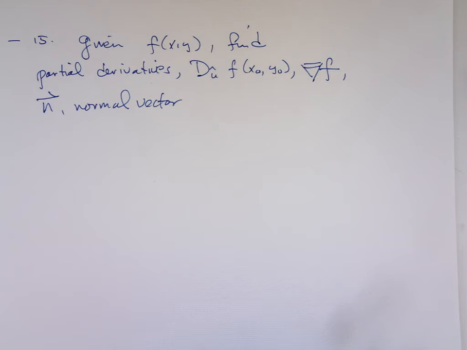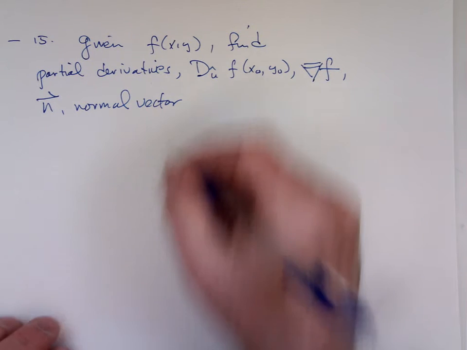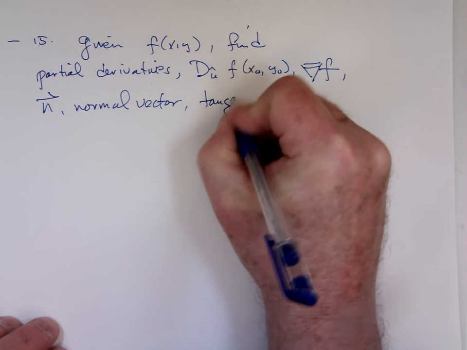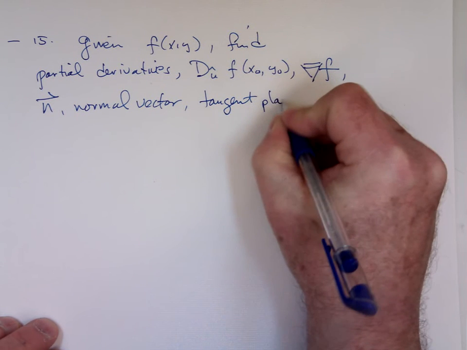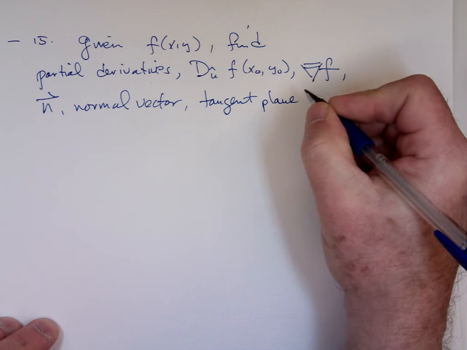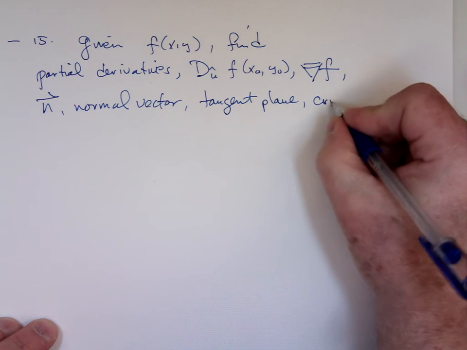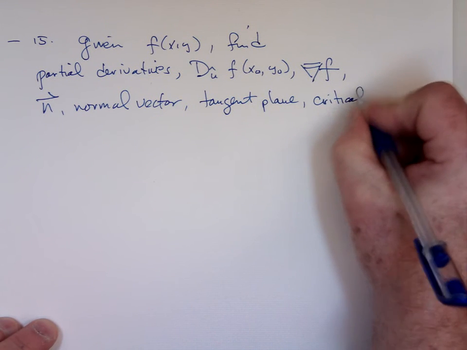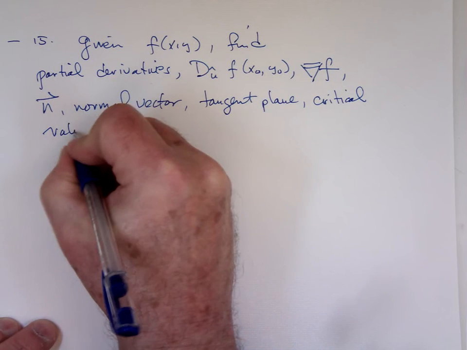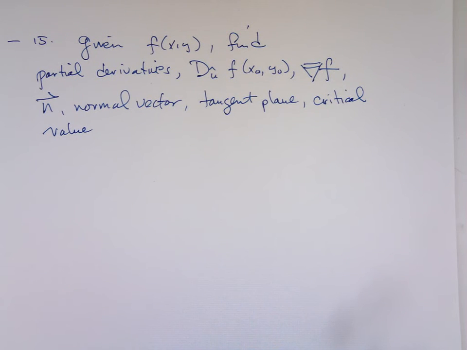Normal vector, tangent plane. And after all that, a critical value as well? So set each of the partials equal to 0 to find the critical value. And that's that section.